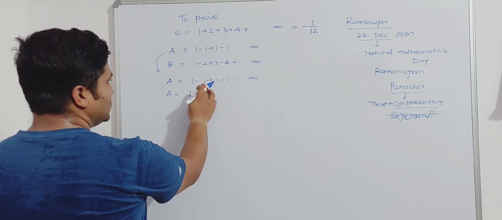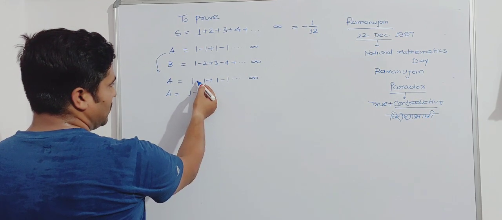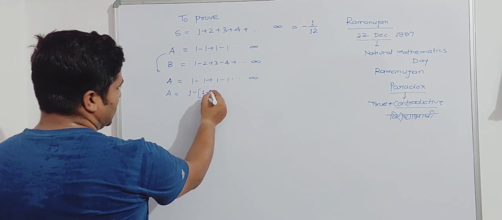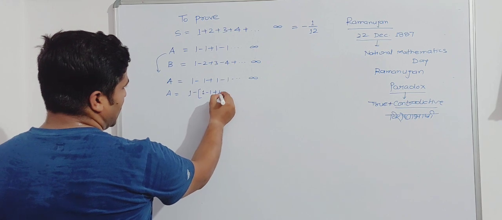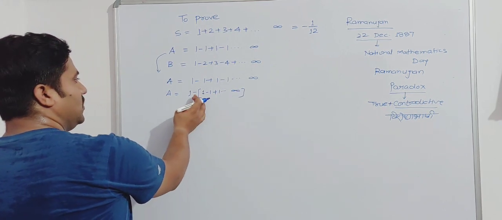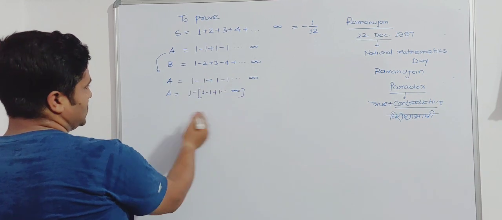So what will happen with this term? It is a negative term. After taking negative, it will be a positive number. 1, this is minus 1, this is plus 1 and so on. Hope there should not be any problem after taking the common minus from the second term onwards.